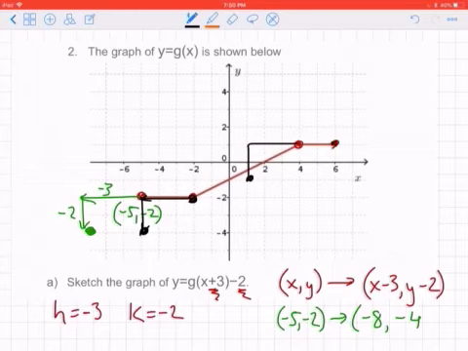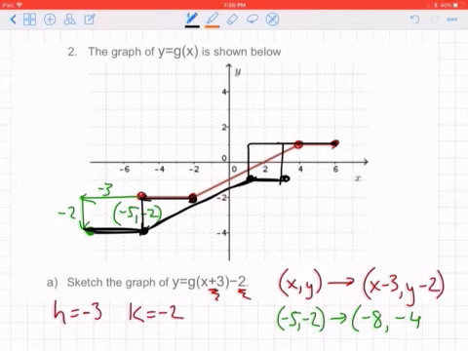This point here, left 3, down 2, that's my new point. Right, and then I can connect the dots right here, and I end up getting my translated graph. Okay, so really that should make a little bit of sense to you there.